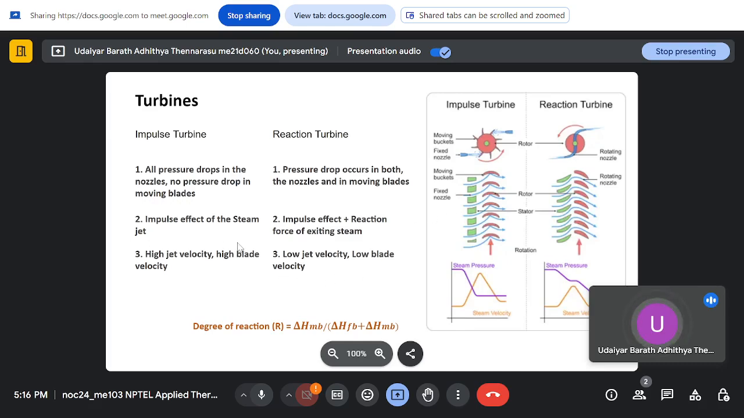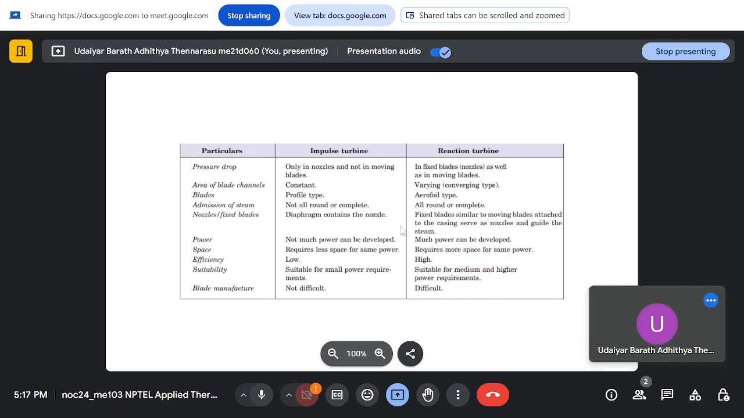So in the impulse turbine, there is a high jet velocity and blade velocity, but in the reaction turbine you have low jet velocity and low blade velocity. The degree of reaction is defined in a reaction turbine. It's the enthalpy drop across the moving blade, divided by the total enthalpy drop in the fixed blade and the moving blade. We saw the area of the blade channel is constant in the impulse turbine, but it's of converging type in the reaction turbine. The blades here are profile type in the impulse turbine, and airfoil type in the reaction turbine.